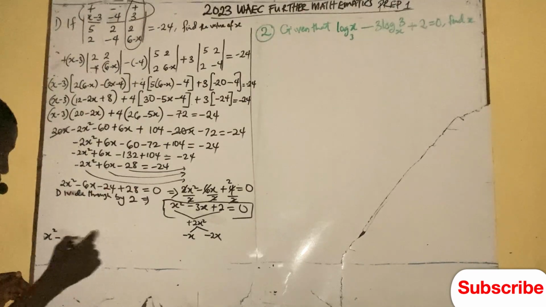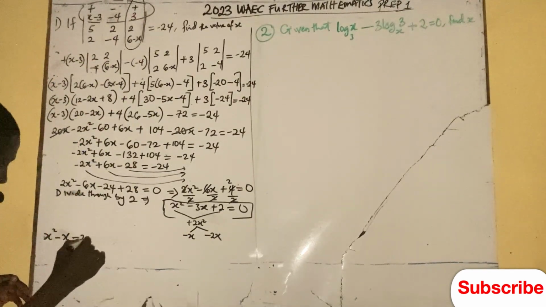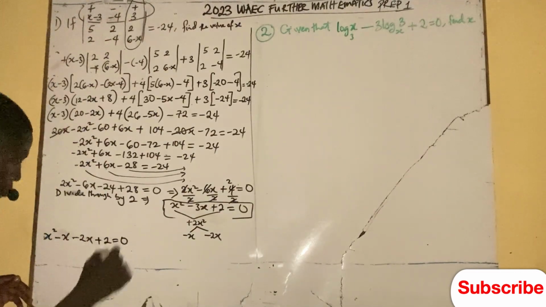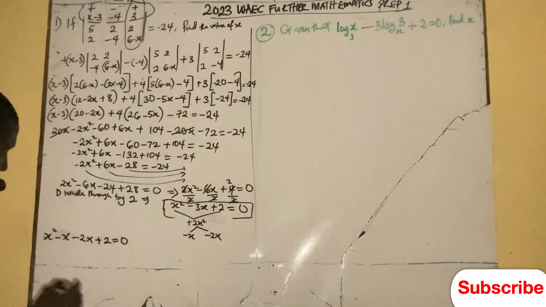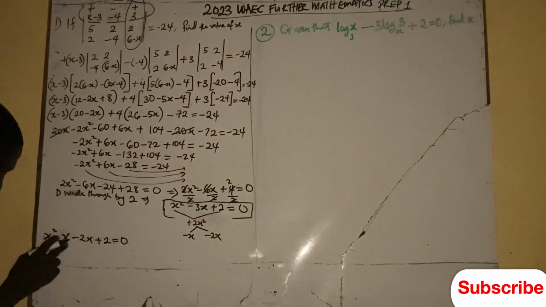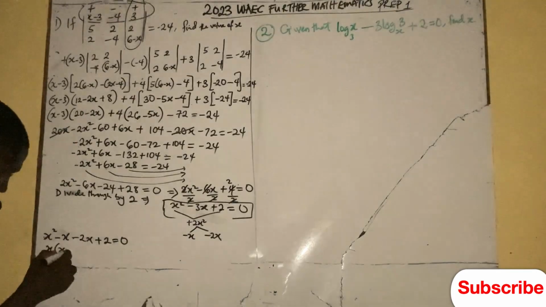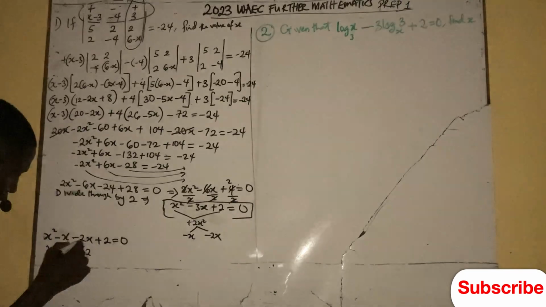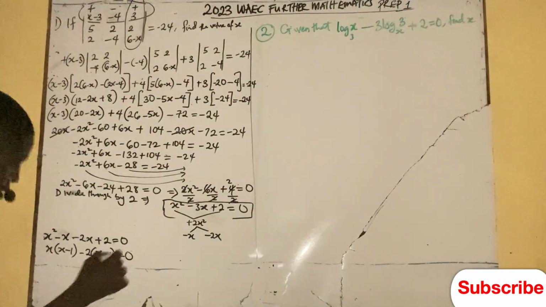minus, instead of minus 3x, now we're going to have minus x minus 2x plus 2 equal to 0. So with this, we can now factorize. We have x in brackets, x can go, x will cancel out. Then x will cancel to mean minus 1. Minus 2 is common, into bracket x minus 1 equal to 0.